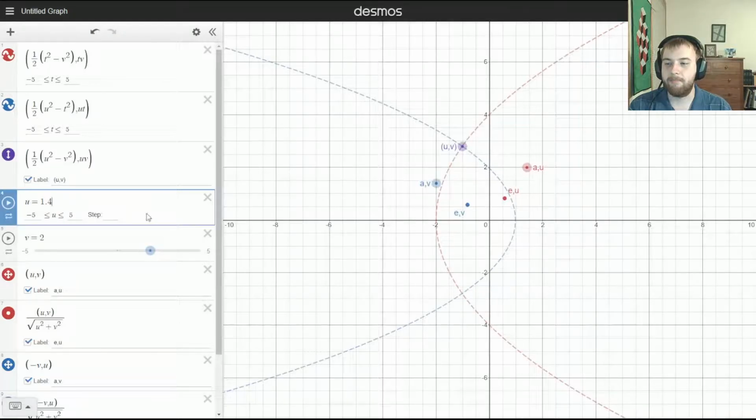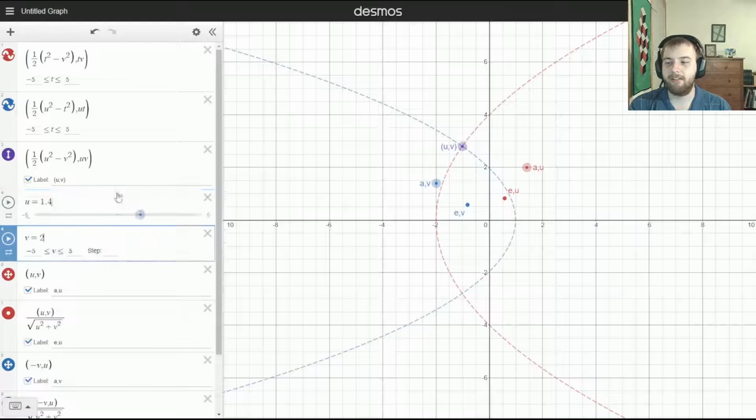So now you know how to find various properties of these and what you can do with them.